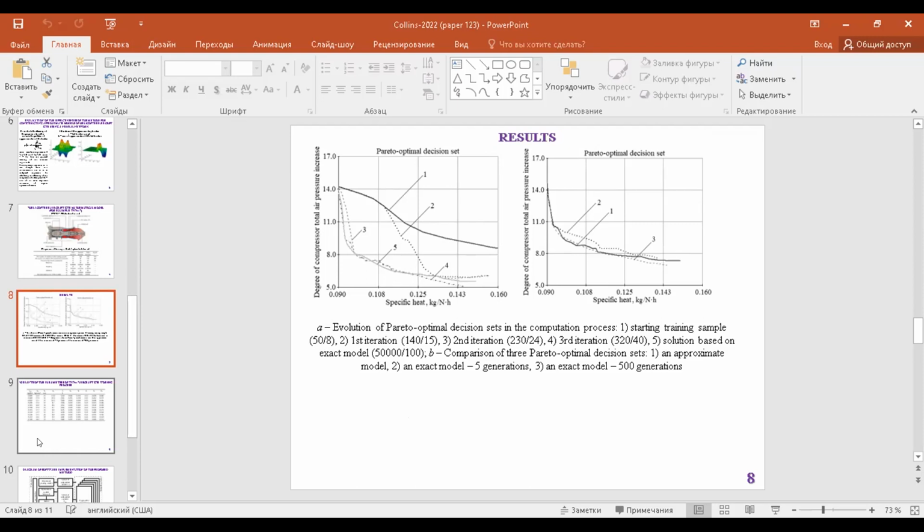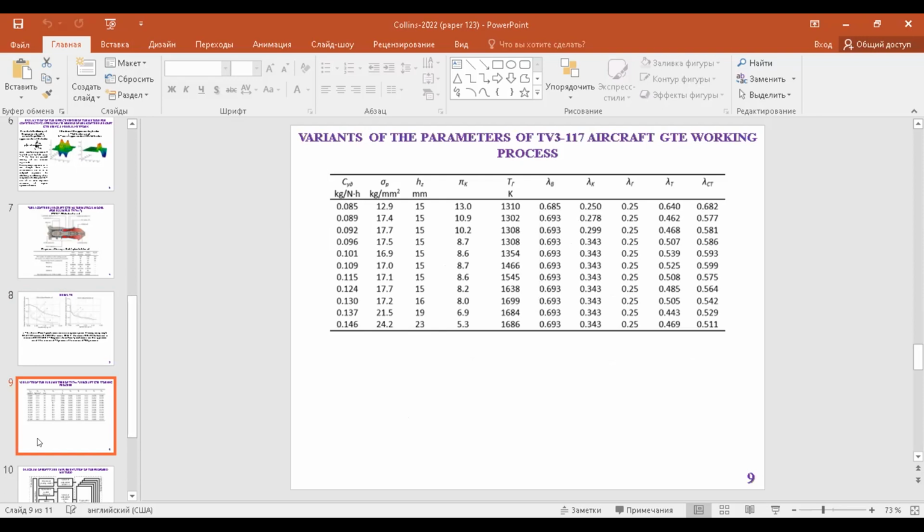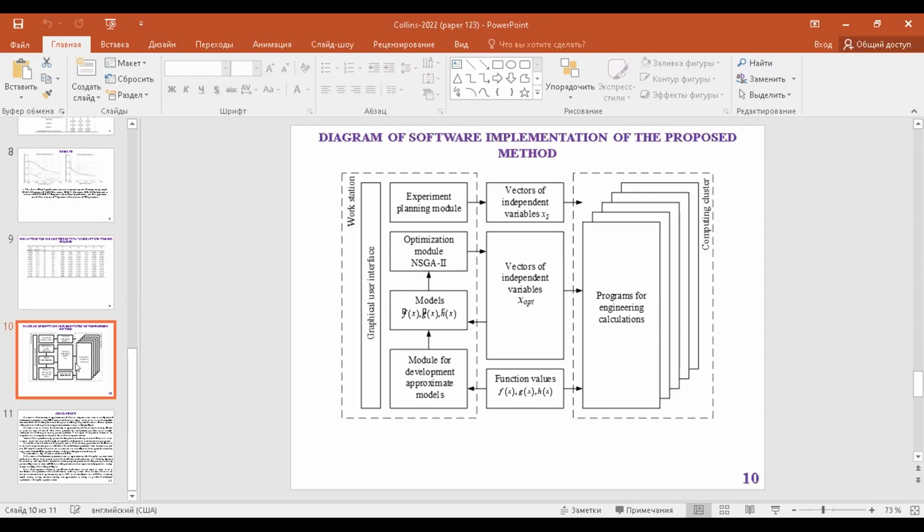Some of the found Pareto optimal parameters of the working process of the TV3-117 turboshaft engine are presented in the table. The results obtained indicate that the proposed method for constructing approximate models allows reducing the amount of computing time spent on calculation in the case of multi-criteria optimization with constraints by more than 50 times.